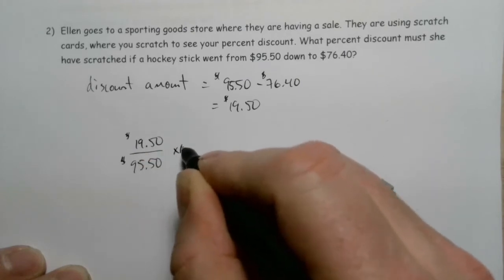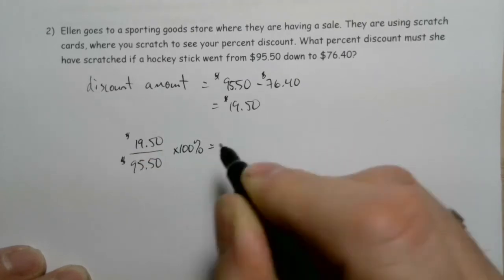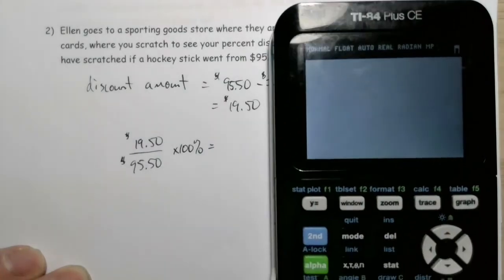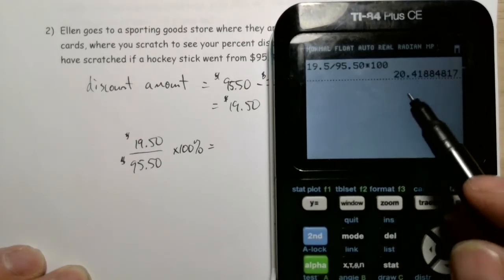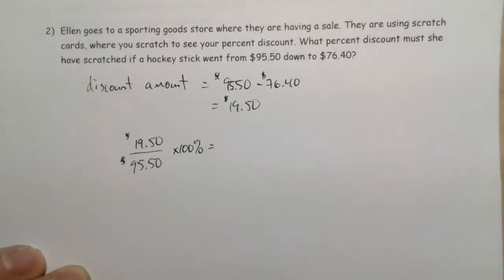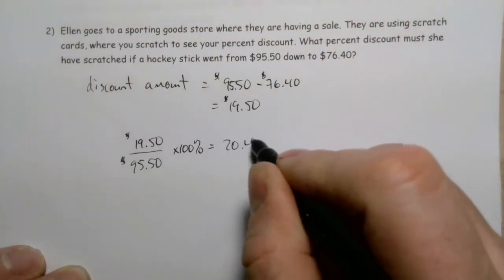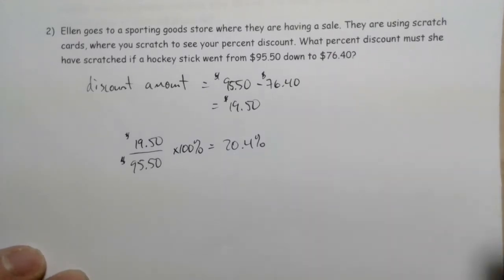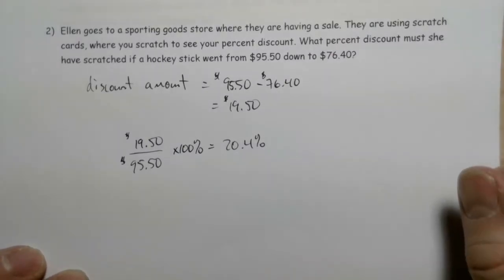Okay, and then remember, because we want to convert this into a percentage here, we're going to multiply by 100%. So 1950 divided by 95.50 multiplied by 100, and we're getting roughly 20.4%. Okay, and so there you go. There's the percent discount on that particular item.